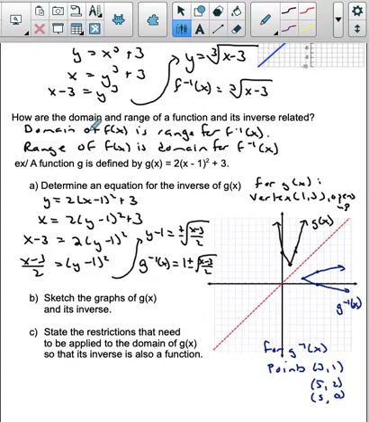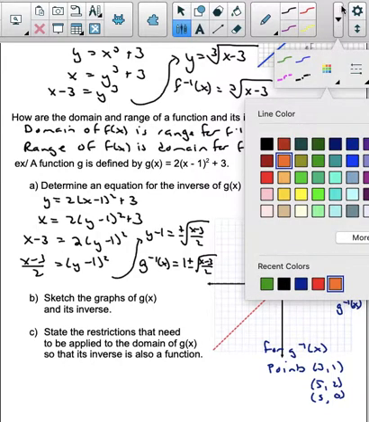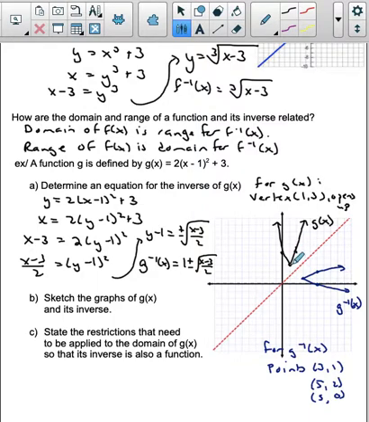Part C says state the restrictions that we would apply to the domain of g(x) so that its inverse is also a function. This is what I talked about earlier. You want to restrict the domain at the vertex. So I can pick over here, and the orange would be where x is an element of the real numbers such that x is greater than or equal to 1. It's always the x coordinate of the vertex where you want to restrict it. This would reflect to this part, so that would be what your graph looks like if you use the positive case.